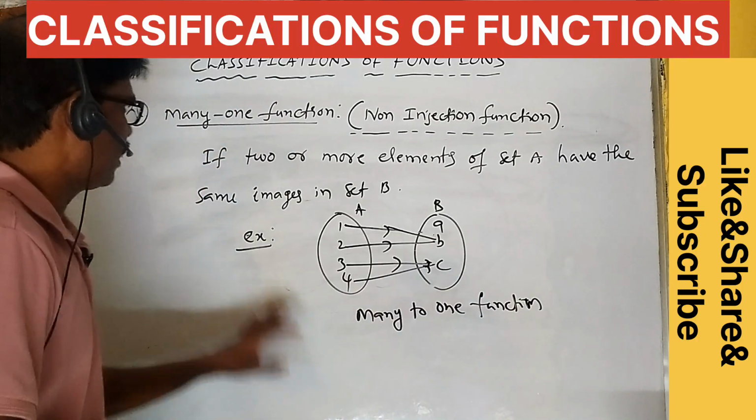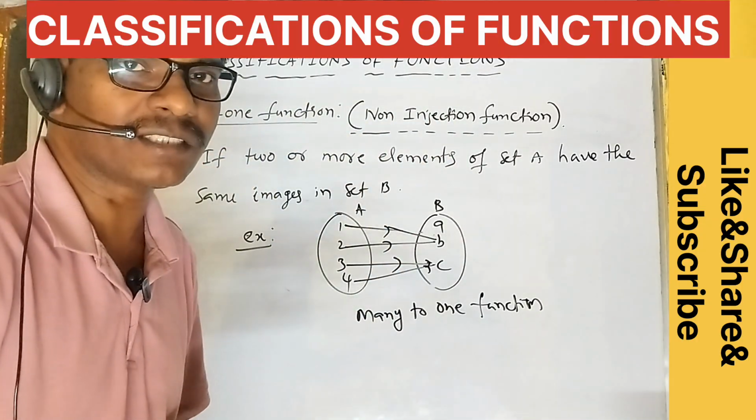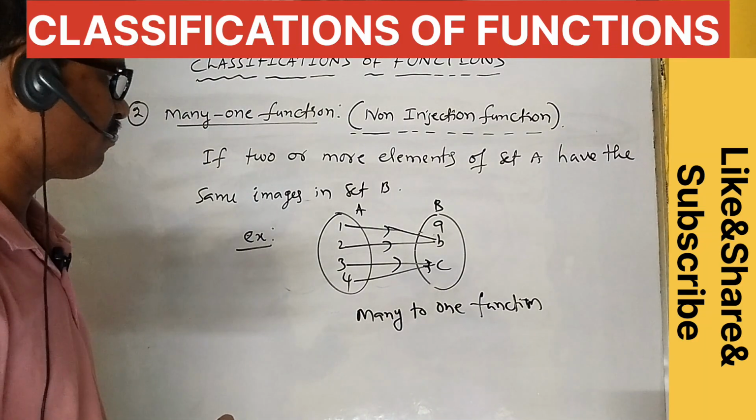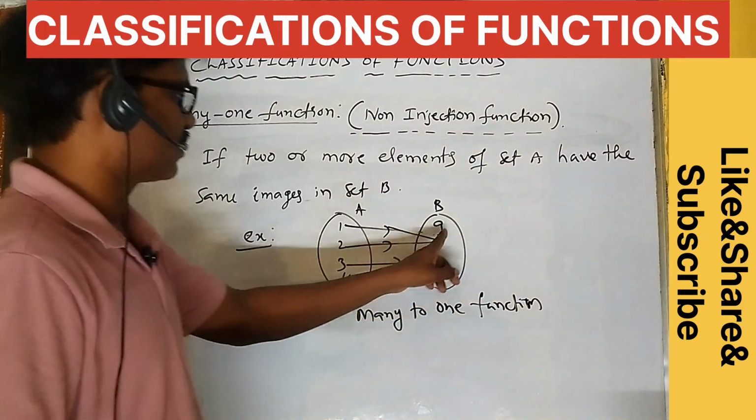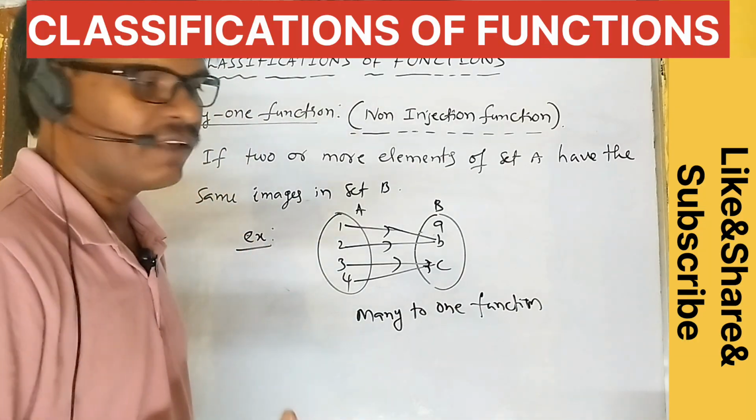Many-to-one function or many-one function, non-injective function. Okay, non-injection function. Not a one-one function is called a many-one function. Here also 1 is left out. Not a one-one function is called a many-one function.